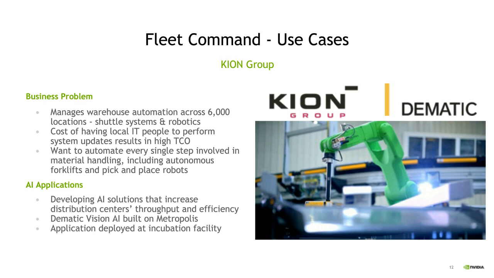And the goal of Keon and Dematic, the problem that they're trying to solve, is that they want to use artificial intelligence to automate every single step involved in the material handling at their facilities. And doing so will increase warehouse throughput and efficiency, which, if you guys are familiar with the model for warehouses and manufacturing facilities, those are the 2 main variables determining the success of a facility: how efficient they are and what their throughput is.